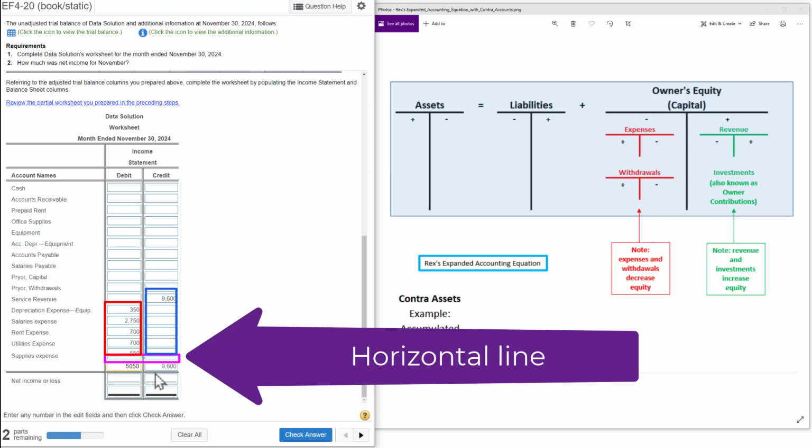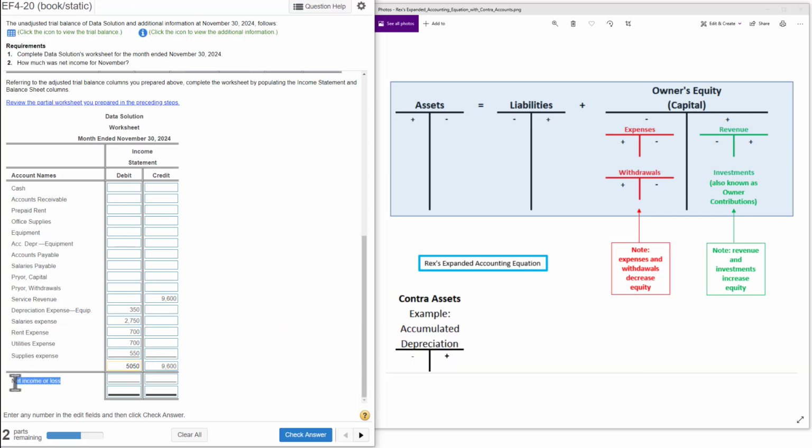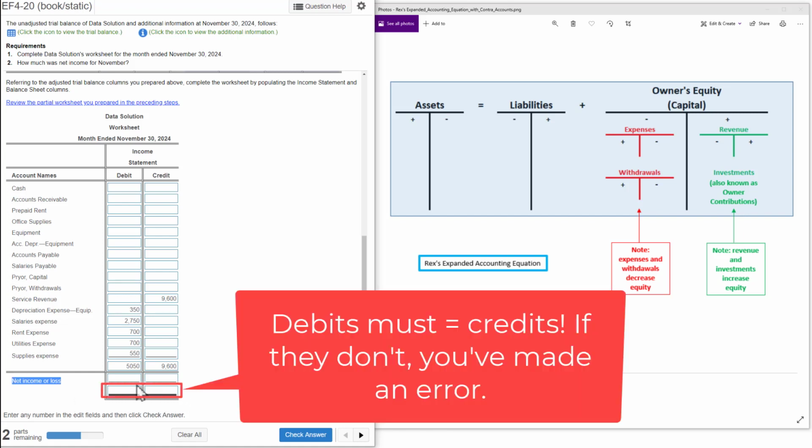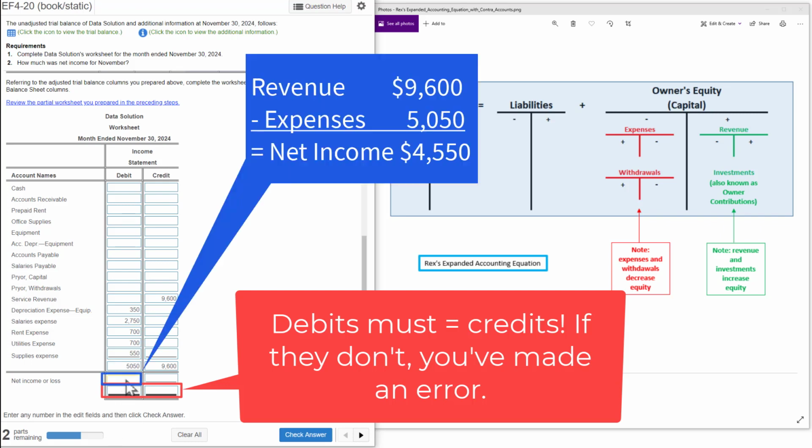So now, do these balance? No. So what we're going to do is calculate either the net income or the net loss and then put it on the smaller side, because the goal with the worksheet is to get both sets of columns to balance. So 9,600 minus 5,050 gives us a net income of 4,550. Again, why am I putting it on the smaller side? Because we then want to add 5,050 plus 4,550 to get 9,600.